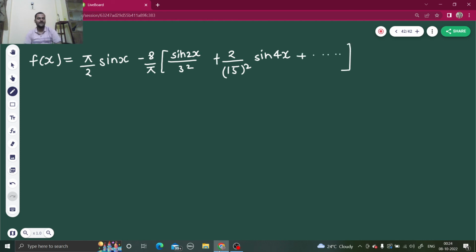So this is the final expression, f(x) equals pi by 2 sin x, because the overall expression was not defined for n equals to 1, so we find b1 separately, which came out to be pi by 2. You have to multiply that by sin nx. For n equals to 1, sin nx is sin x only, and these are the remaining terms, minus 8 by pi, sin 2x by 3 square plus 2 by 15 square sin 4x, and so on.